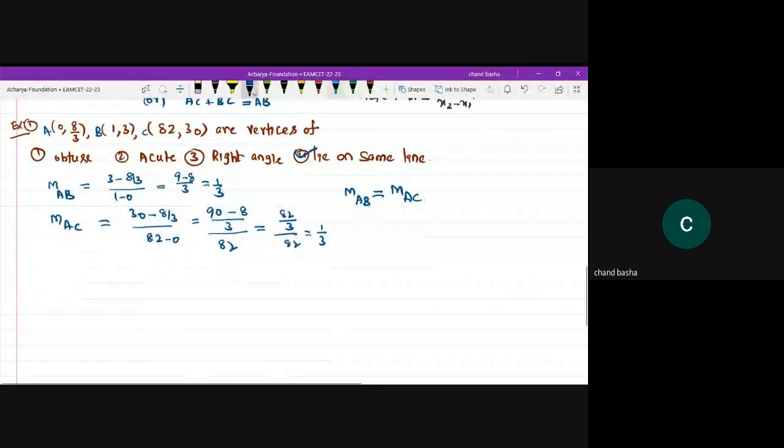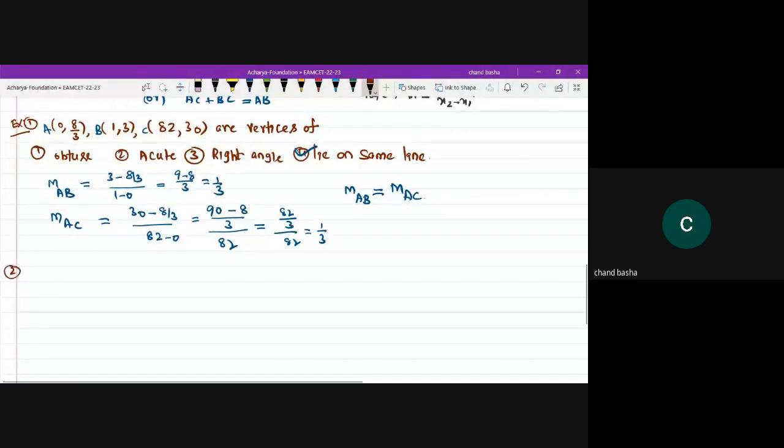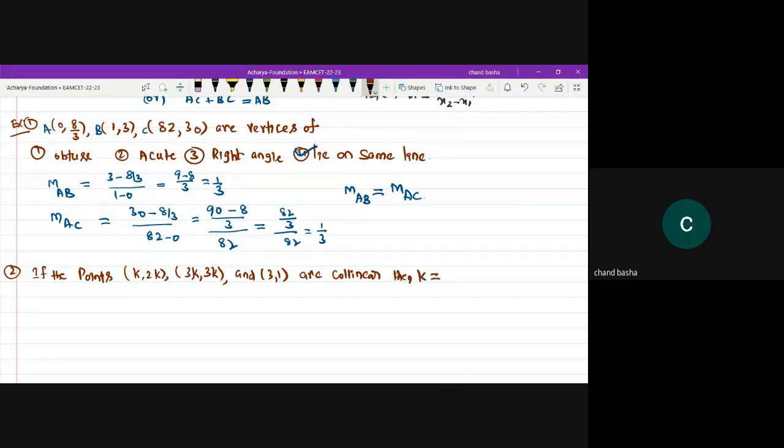Second example, please. Example number 2. If the points k comma 2k, 3k comma 3k, and 3 comma 1 are collinear, then k is equal to how much?